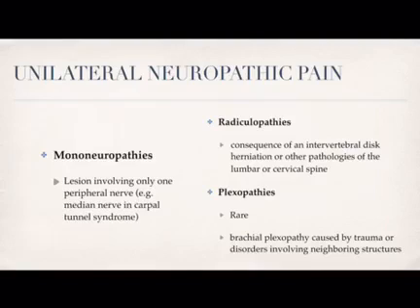Another common clinical presentation of unilateral peripheral nerve lesion is the radiculopathy, a frequent consequence of an intervertebral disc herniation or other pathologies of the lumbar or cervical spine. We have plexopathies, which are rarer than other unilateral nerve lesions, and the most frequent is brachial plexopathy, that is commonly caused by trauma or disorders involving neighboring structures there.